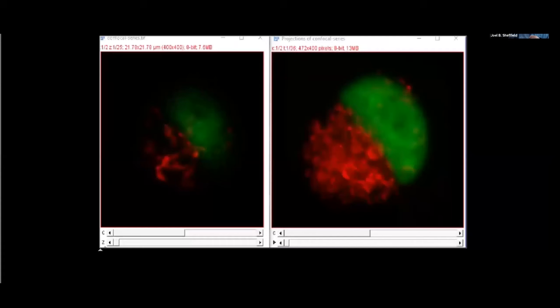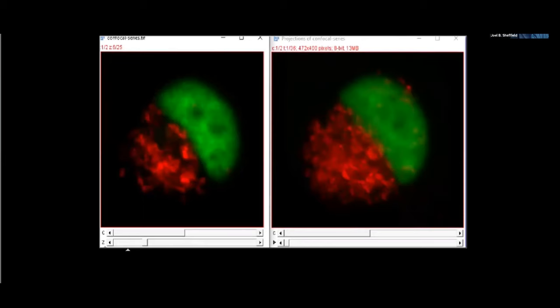This is actually a sequence of images that I took many years ago, and they've now mounted them on the website for an image processing program for ImageJ. What I did was I made a kind of a movie of, on the left-hand side, you'll be able to see this series of images as I go through a stack of images. So here's what we get first. Focusing through.